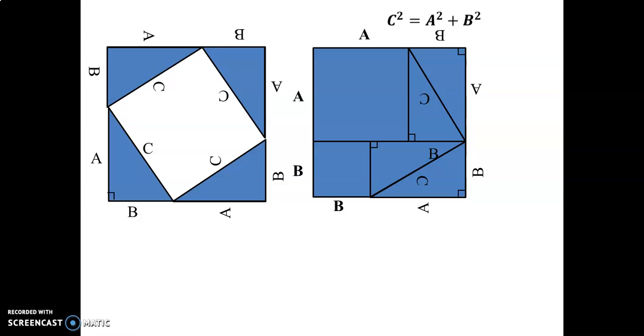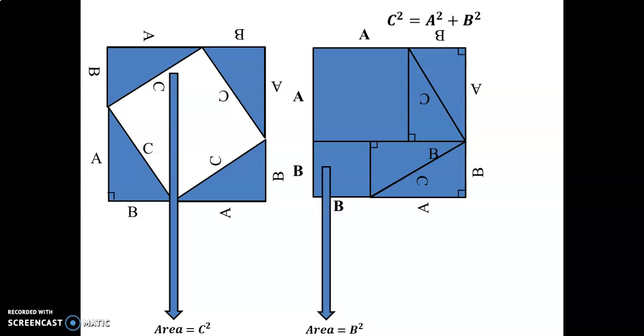We have already discussed that whatever the area is with this square having side C, we have utilized it to create these two squares having side A and side B, and the area of the right angle triangles we have utilized to create two rectangles. We can see that the area of the square having side C is C square, the area of the square having side B is B square, and the area of the square having side A is A square. So what we can conclude here is that the area of the square having side C is equal to the sum of the areas of the squares having side A and side B.